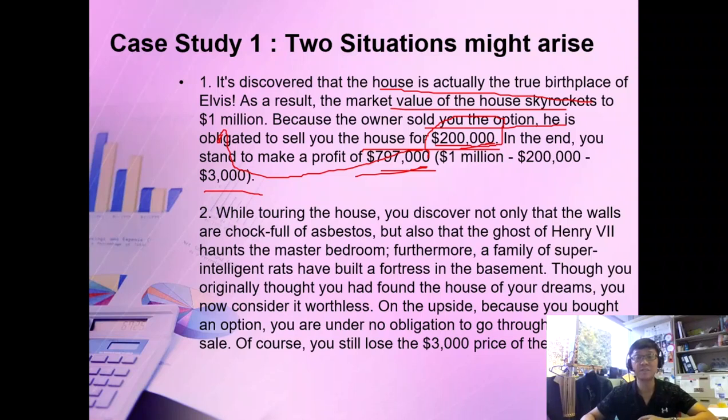And what if it went the other way? Instead of being the true birthplace of some famous guy, you discover the house is actually haunted. So now the house becomes haunted. So what happens? The housing price will drop. Initially it's worth 200,000, now it becomes worth less than that. Haunted, nobody wants to buy. So it might drop to $100,000.